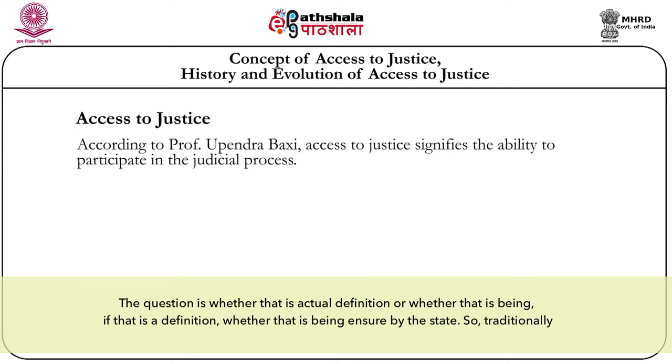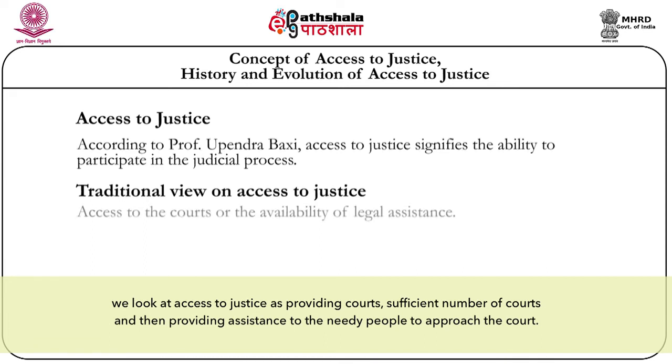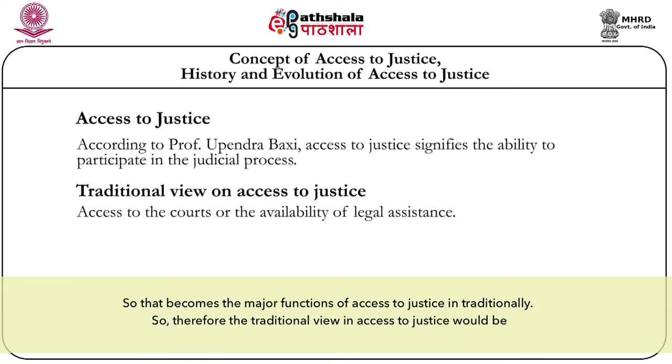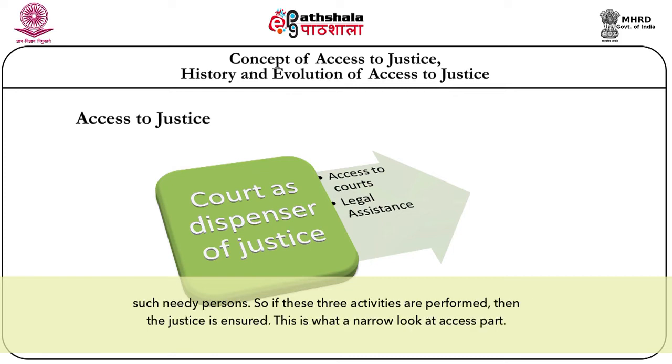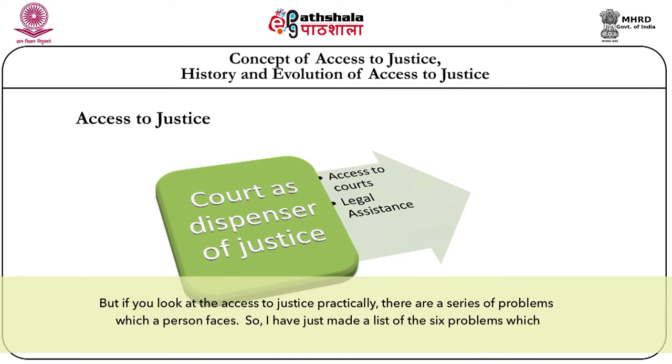So, traditionally we look at just access to justice as providing courts, sufficient number of courts, and then providing assistance to the needy people to approach the court. So, that becomes the major functions of access to justice traditionally. So, therefore, traditional view of access to justice would be court, establishment of a court to dispense the justice, then providing access to such courts, and in case of difficulties providing legal assistance to such needy persons. So, if these three activities are performed, then the justice is ensured. This is what a narrow look at access part. But if you look at the access to justice, practically there are series of problems which a person faces.